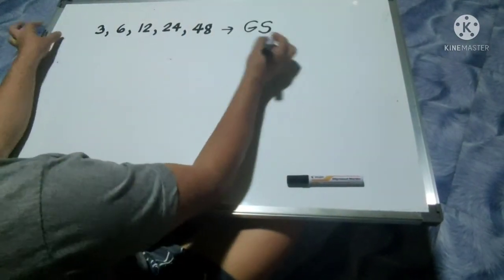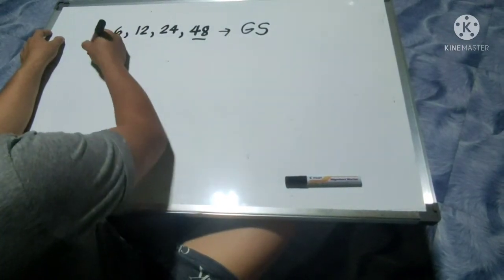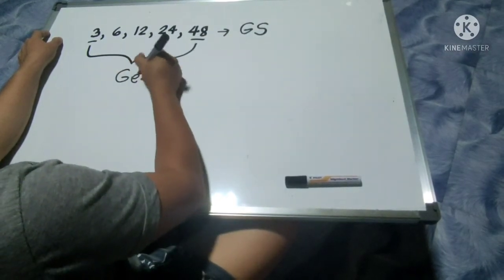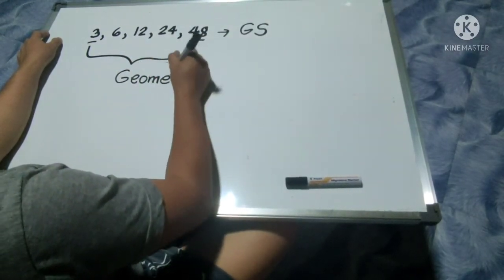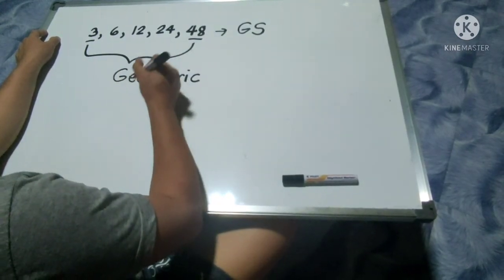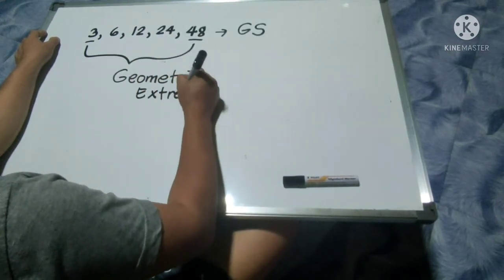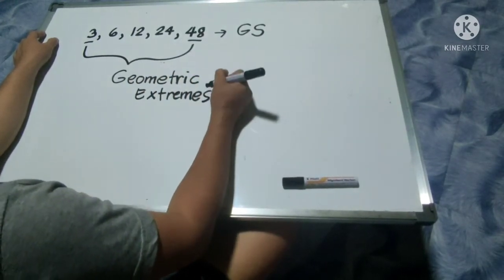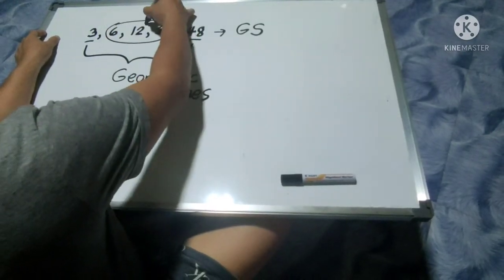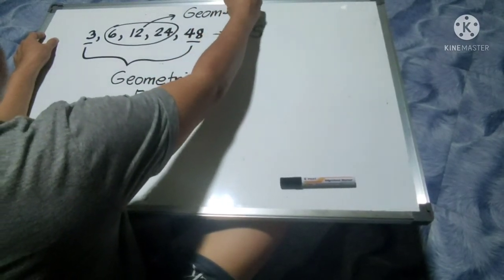Now, 3 and 48 are what we call geometric extremes. So they are called our geometric extremes, the first and the last terms. And 6, 12, and 24 are what we call geometric means.